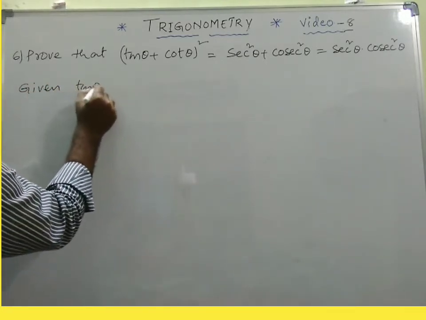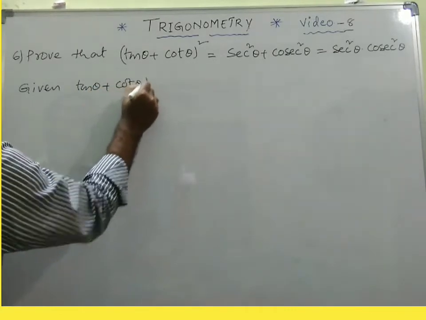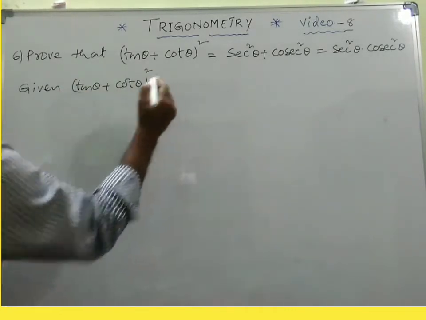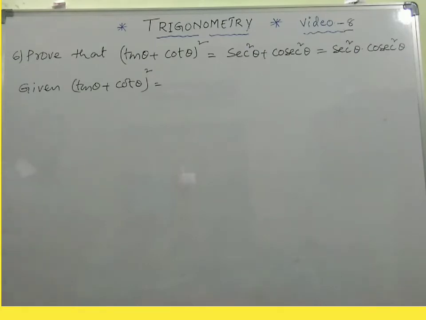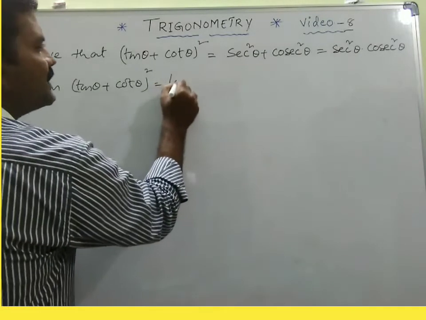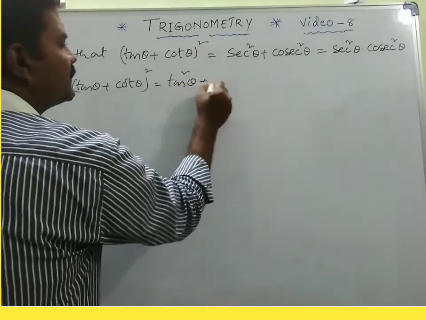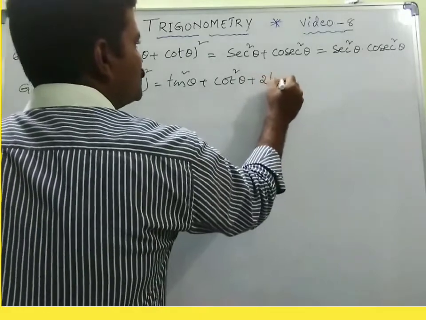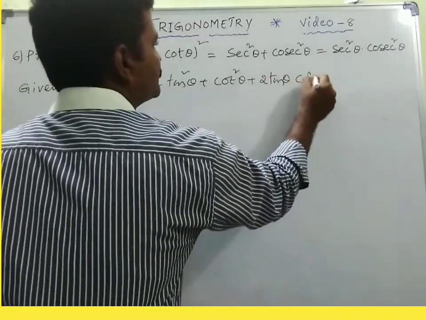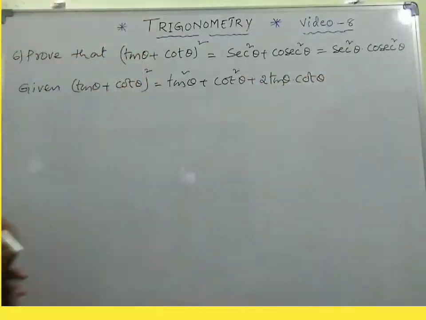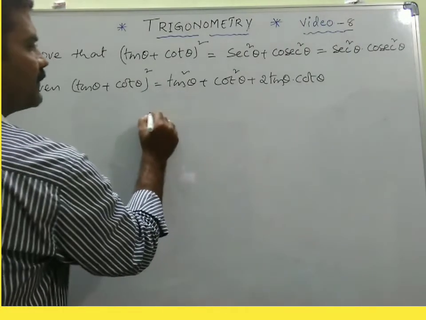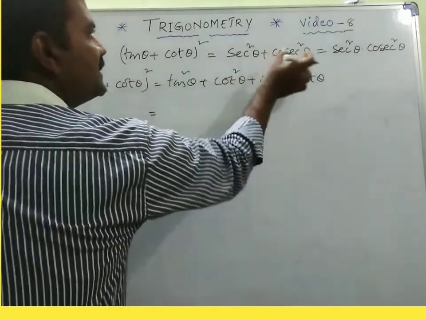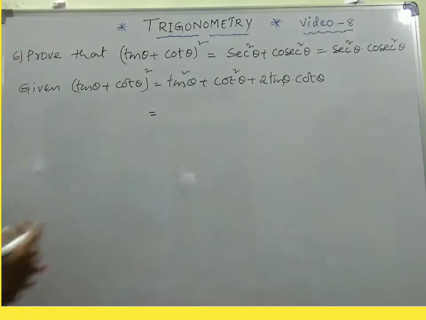Tan theta plus cot theta whole square, which is in the form of (a plus b) whole square. (A plus b) whole square is a square plus b square plus 2ab. Okay, but the answer is in terms of secant square and cosecant square.